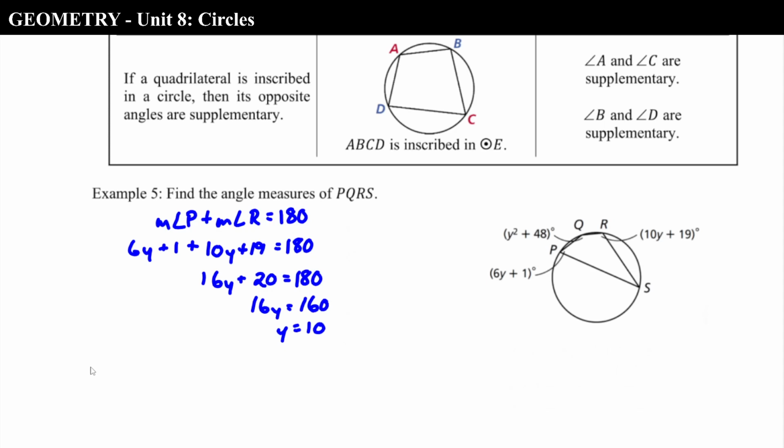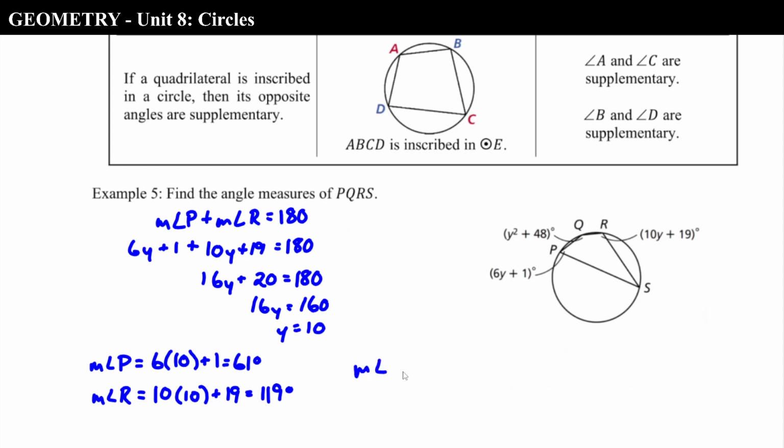So now we can find the measure of angle P, which is going to be 6y. So y is 10. 6 times 10 plus 1. So that's 61 degrees. The measure of angle R is going to be 10 times 10 plus 19, which is going to be 119 degrees.